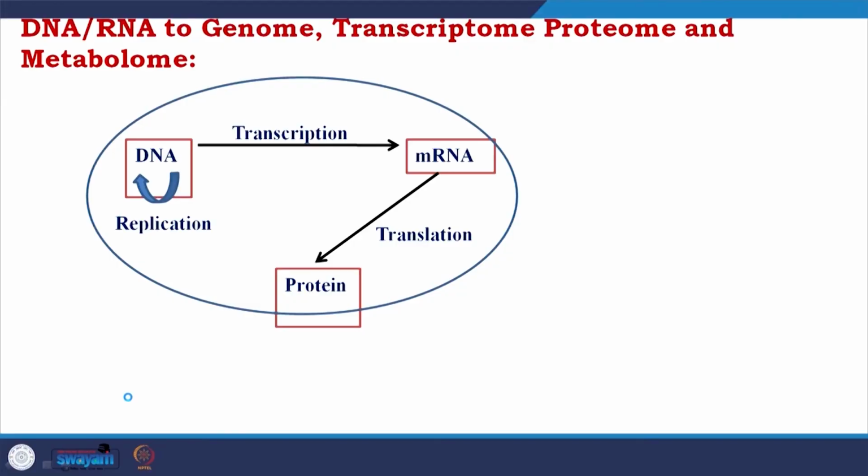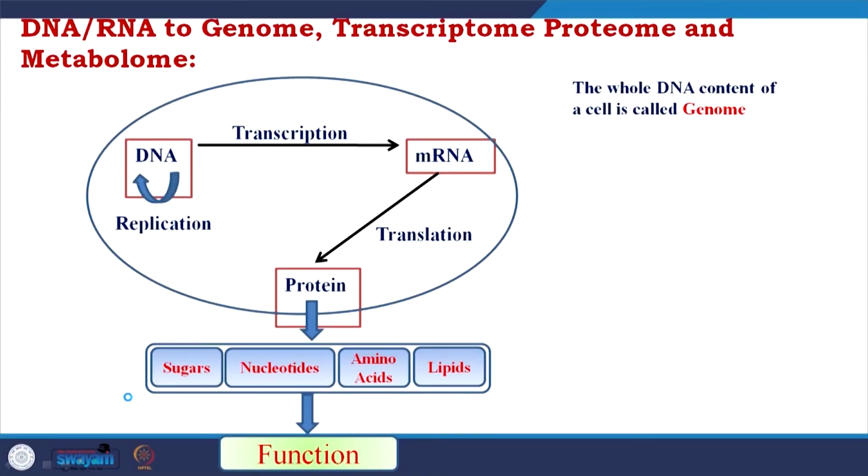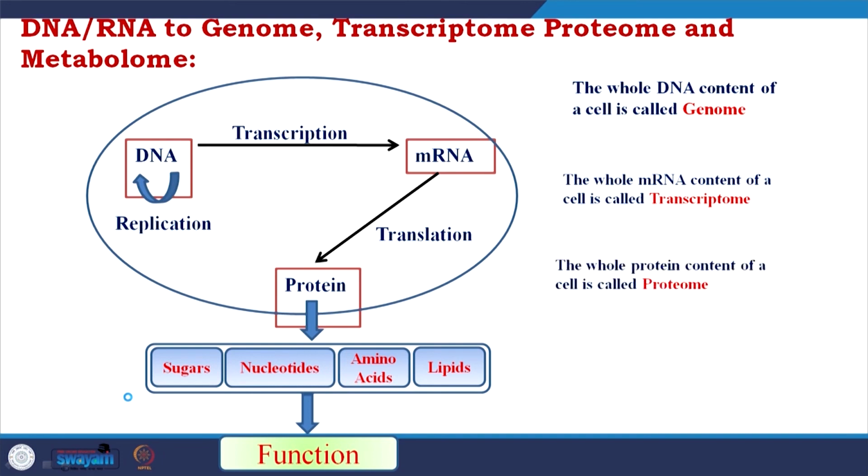So, I talked about the central dogma, the same picture, but now I talk about something different which we are going to proceed with in the next class. You know, I talked about the DNA, I talked about mRNA, I talked about protein. I will not talk about them now. Now I will talk about the whole genome content; the whole DNA content is called genome. The whole mRNA content is called transcriptome. The whole protein content is called proteome, and the molecules generated through the action of enzymes are called metabolome.